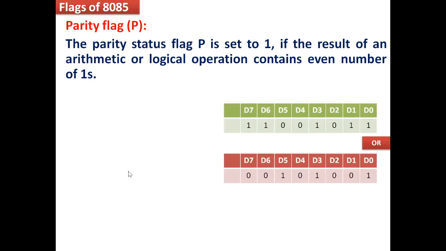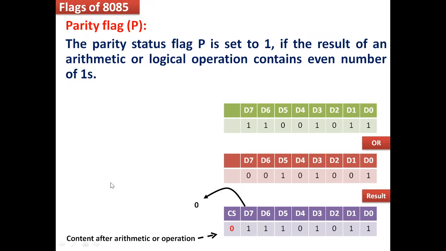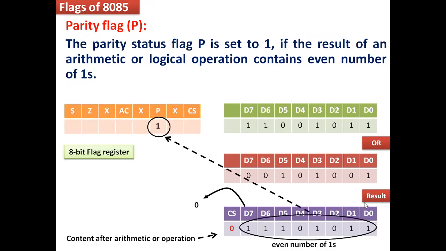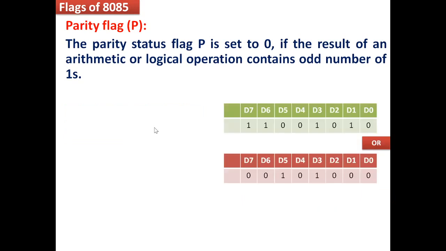The parity flag register contains a 1 if after any operation we get a result having an even number of ones. In this particular example, we can see that there are 6 ones and hence this particular flag will be set to 1, else it will be set to 0.